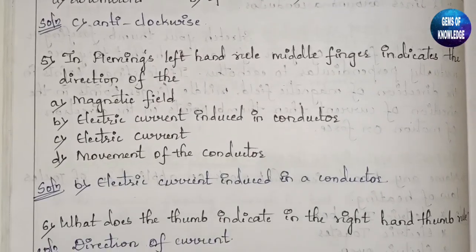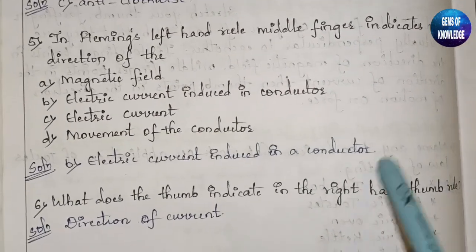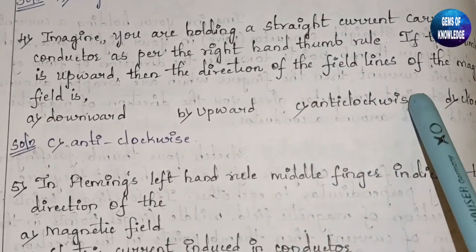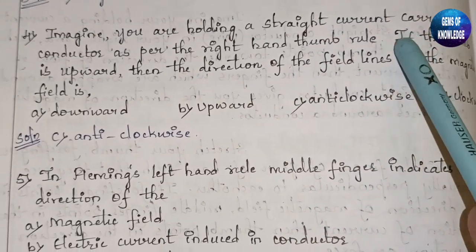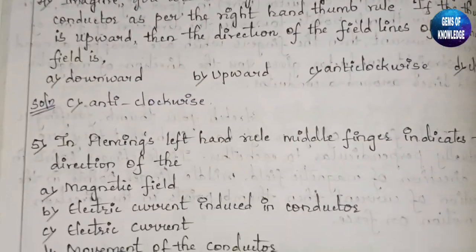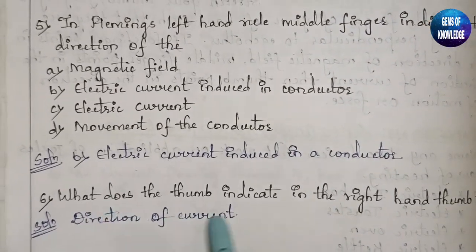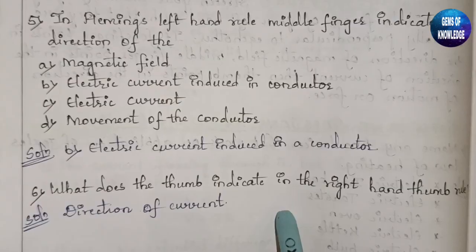Okay. The last question, what does the thumb indicate in the right hand thumb rule? Obviously we have studied here. What does the thumb indicate? Thumb indicates the current carrying conductor. It means it will indicate the direction of the current. So the answer will be direction of the current.